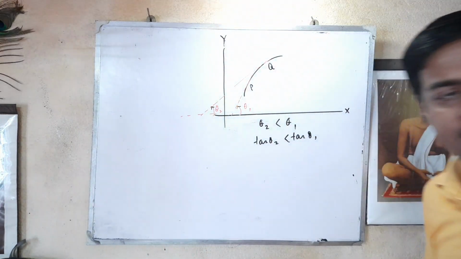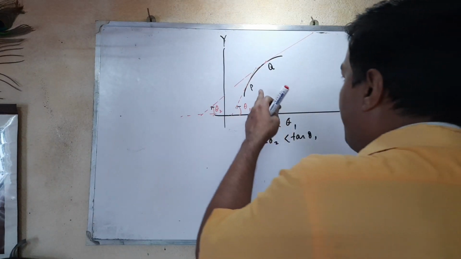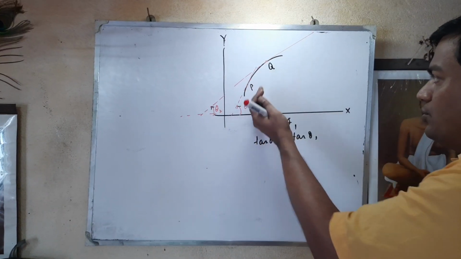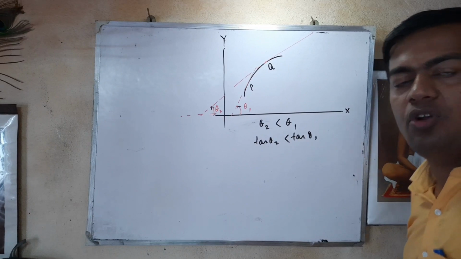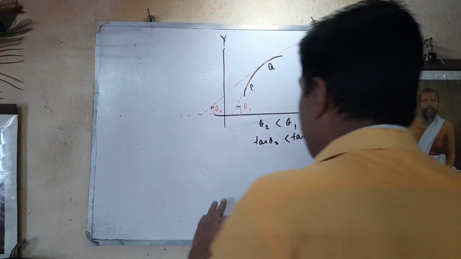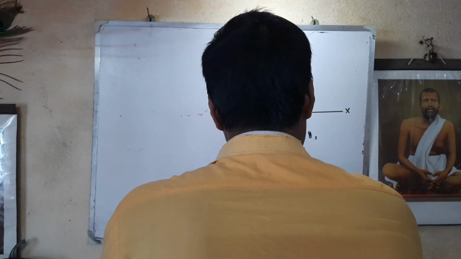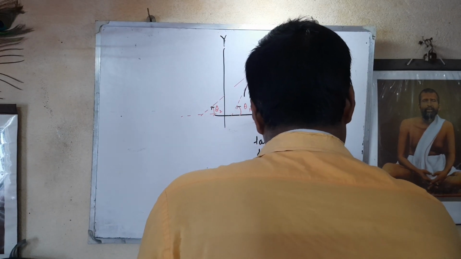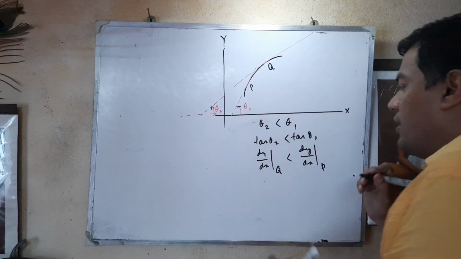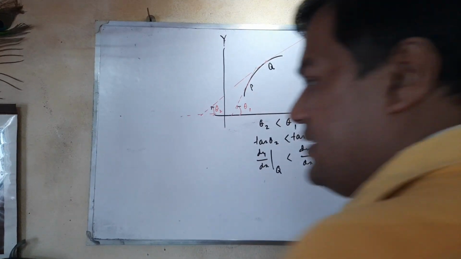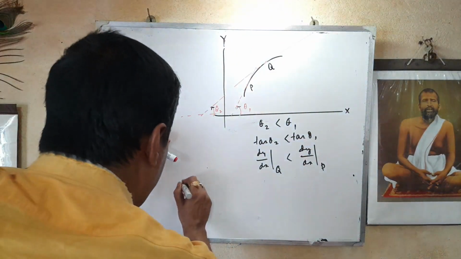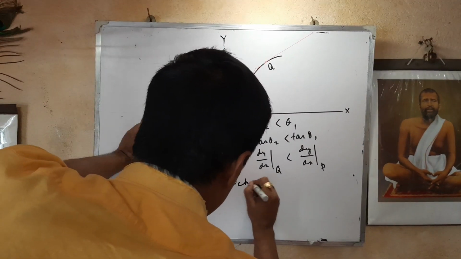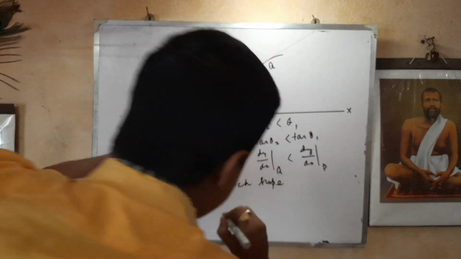Theta is proportional to tan theta. So, as we approach from P to Q, slope is gradually decreasing. So, this curve corresponds to the curve where the slope is gradually decreasing. That is, dy/dx at Q is less than dy/dx at P. It is the curve for which the slope is decreasing.